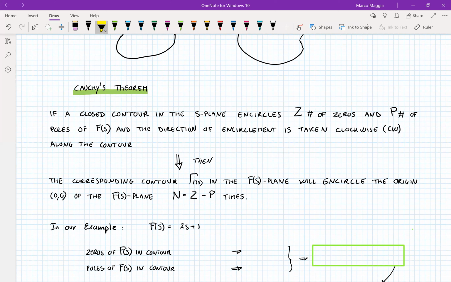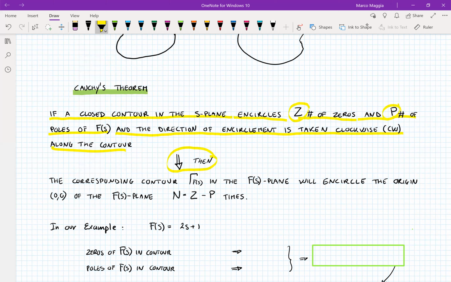And the theorem says that if a closed contour in the S-plane, the purple one, encircles Z number of zeros and P number of poles of f of s, in our case, we had 1 zero of f of s that was encircled and no poles of f of s, and the direction of the encirclement is taken clockwise. Okay, we did that along the contour.